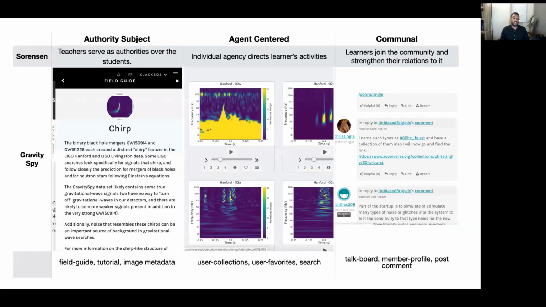Applying Sørensen's form of presence to Gravity Spy, the hope was that this theory provided a useful lens to characterize how people's learning changes over time. And so we categorized things like the field guide and tutorial as authority subject resources, things like user collections and user favorites as agent-centered, and the talk board and looking at members' profiles as communal.